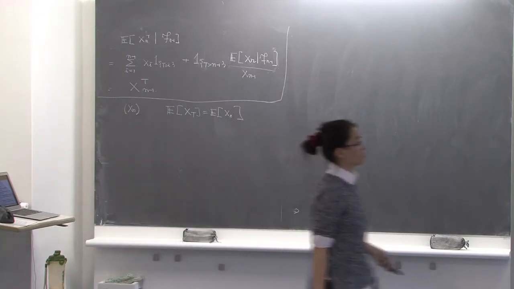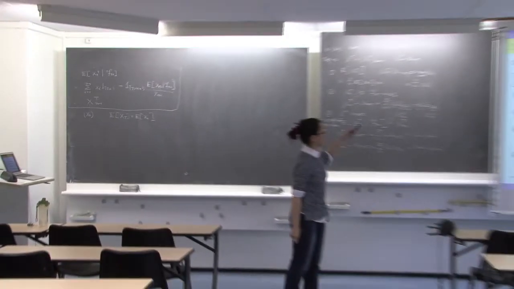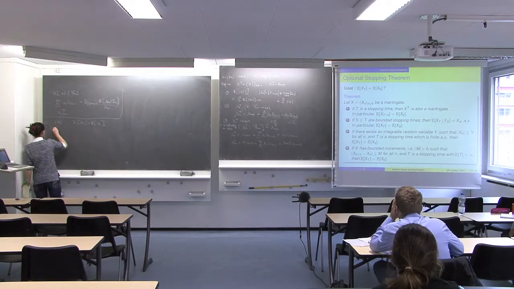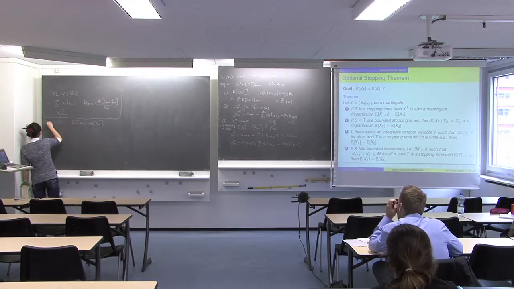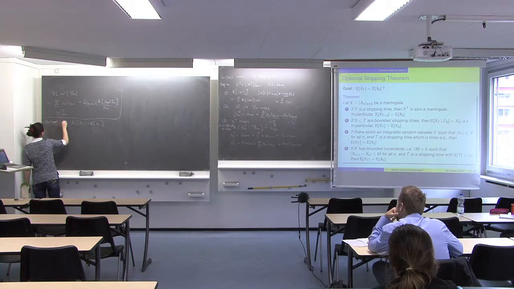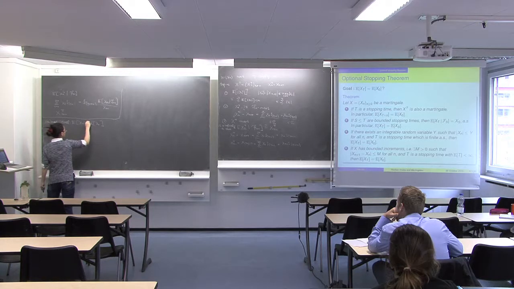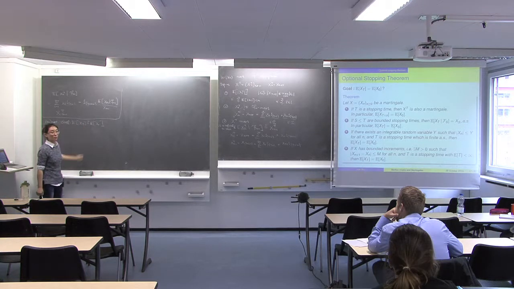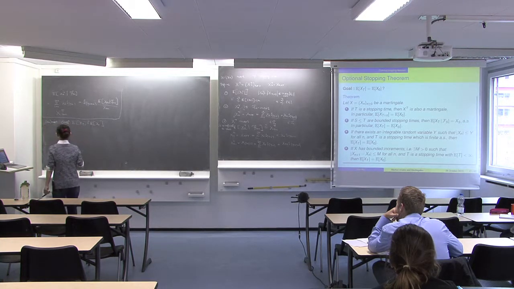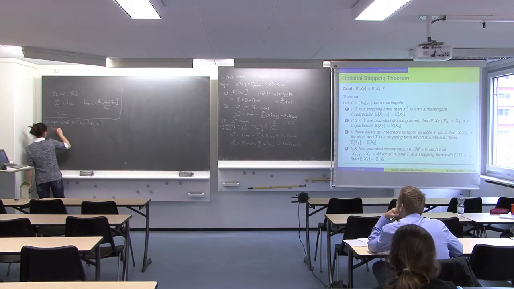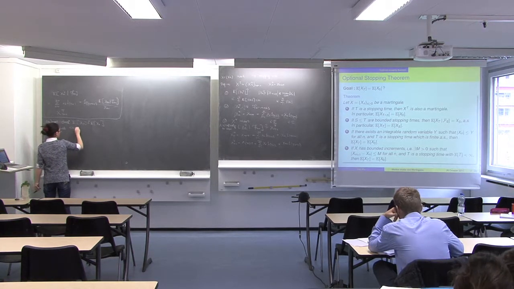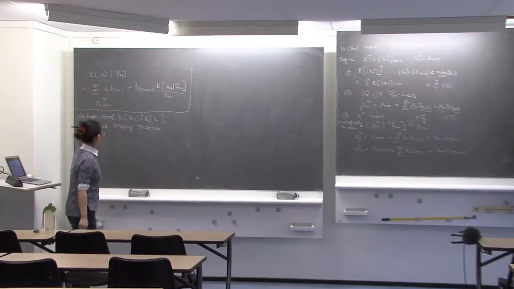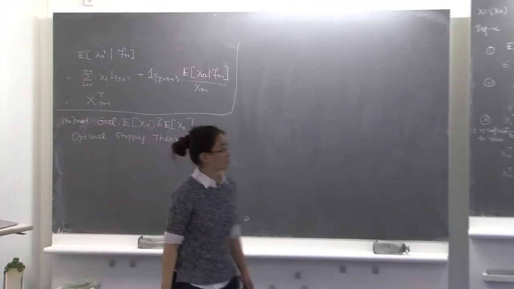The optional stopping theorem gives us four criteria to check when this relation is true. So our goal is to check whether we can change this fixed integer n by a stopping time. This is the idea of the optional stopping theorem. The optional stopping theorem gives us four criteria to check whether this is true.